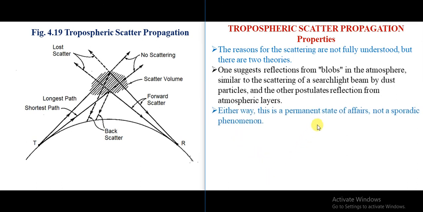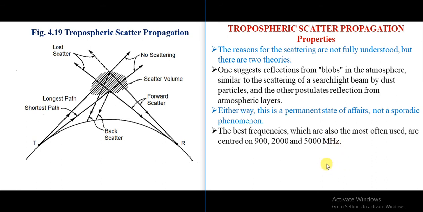So either way, it is a permanent state of affairs. It is not a sporadic phenomenon. It is not sporadic. The frequencies which are generally used for this kind of communication range from 900 megahertz, 2000 megahertz and 5000 megahertz.